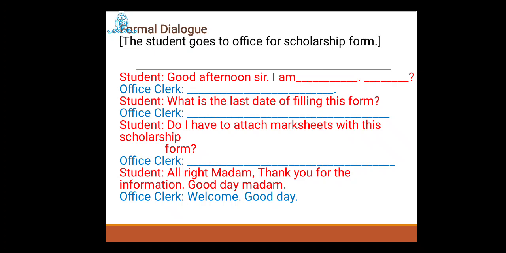So here is one formal dialogue exercise where you can insert some sentences, some words, and for that purpose the next dialogue will give you a hint. The situation is: a student goes to the office for a scholarship form. Student: Good afternoon sir, I am... So here you have to write the name of the person, the student's name, and the student is asking a question, and to that question the office clerk is supposed to give the answer. Then the student again asks a question: What is the last date of filling this form? Again the office clerk gives the answer. Student: Do I have to attach mark sheets with this form? Yes, the office clerk is going to give the answer. And student: Alright ma'am, thank you for the information and good day ma'am. And the office clerk will say, welcome, good day.